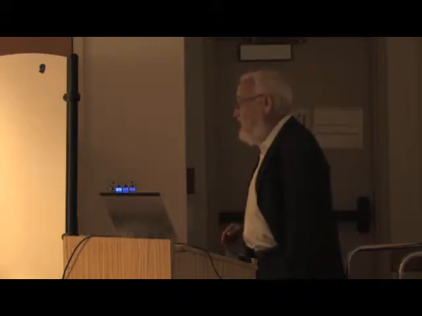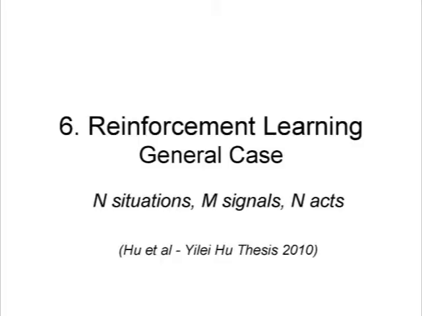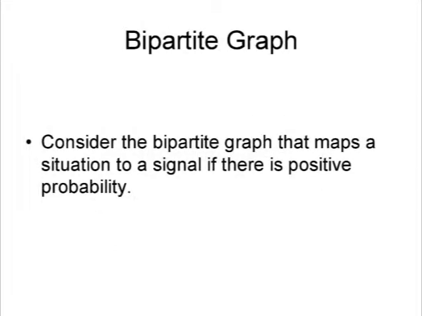Well, that's the simplest signaling game, two states, two signals. So we'd like to know how these results generalize. Reinforcement learning now for n situations and m signals has been largely analyzed by Yaeli Hu and Pierre Taras. So we can really think about limiting results in terms of a bipartite graph. We're keeping track of the probabilities that signals are sent in situations. We've got these probabilities. We'll just consider graphs where these probabilities are non-zero.